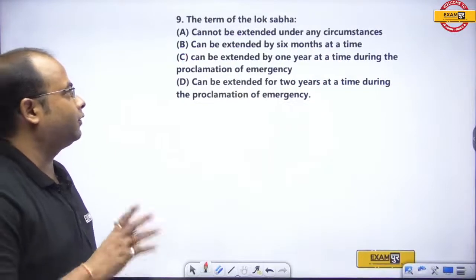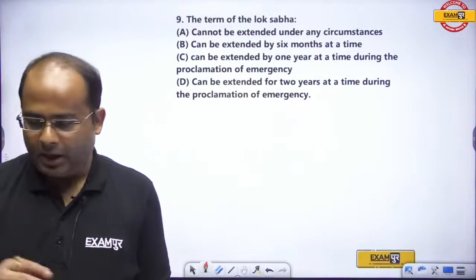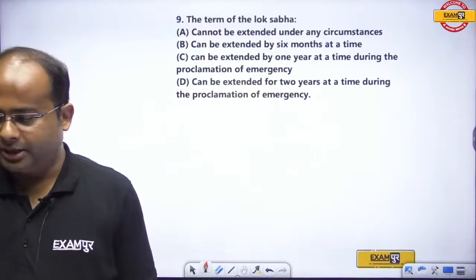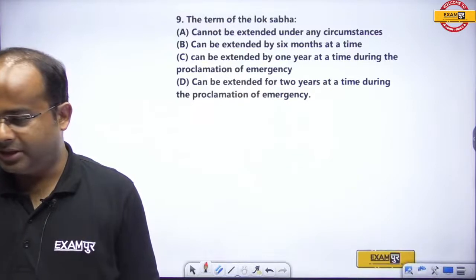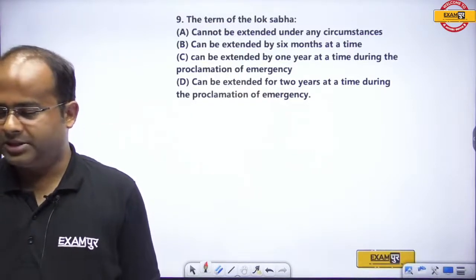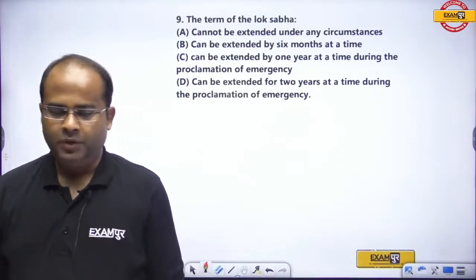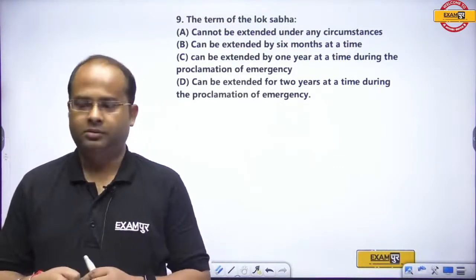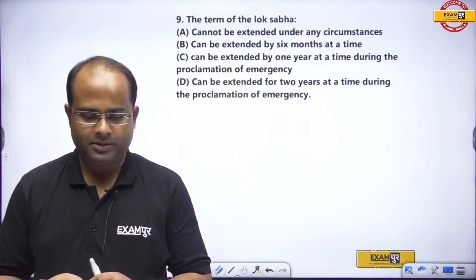Now the term of Lok Sabha. Now the question is about the term of Lok Sabha. Cannot be extended under any circumstance, can be extended 6 months at a time, can be extended 1 year during the time of proclamation of emergency, can be extended for 2 years during the time of proclamation of emergency. So what will be the correct answer regarding the term of Lok Sabha, guys?